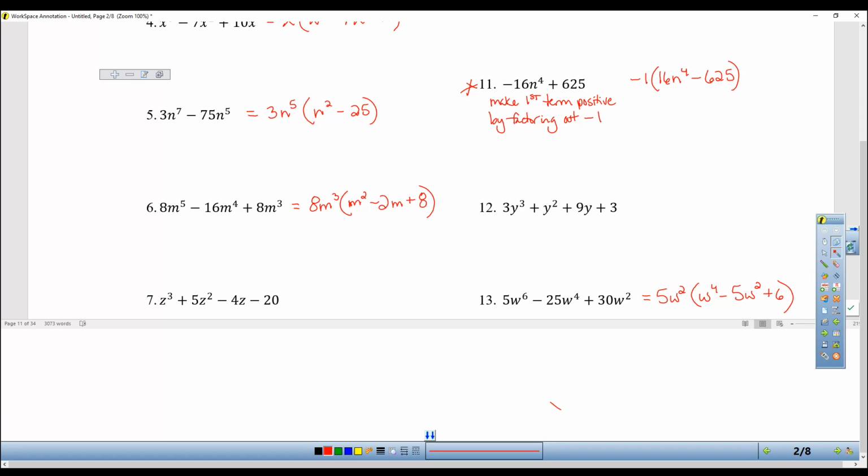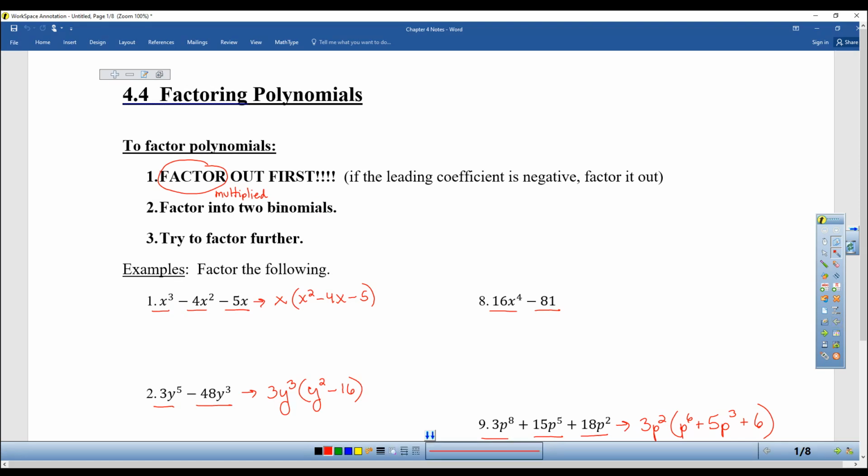This is actually what I recommend you do on tests and quizzes. Factor out first. Eventually, it'll become a habit for you, and you'll factor out first because it'll make your life easier and better. But until you get to that point, just go through your whole test or quiz, factor out first, and then go back and factor.